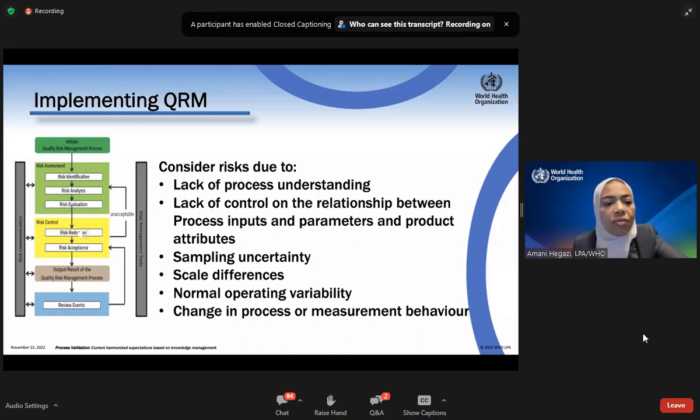We will not go deep into the process flow chart of quality risk management, which is included in the Q9 of the ICH, with the main blocks of risk assessment, risk control, and risk revision. But you need to identify and evaluate each risk. Risks are considered due to lack of process understanding, especially in stage 1, when you are still developing your process, your formulation, your testing strategy and analytics.